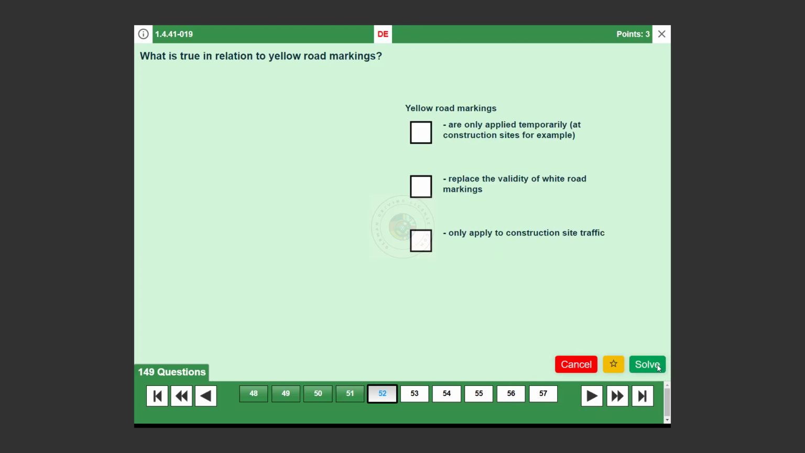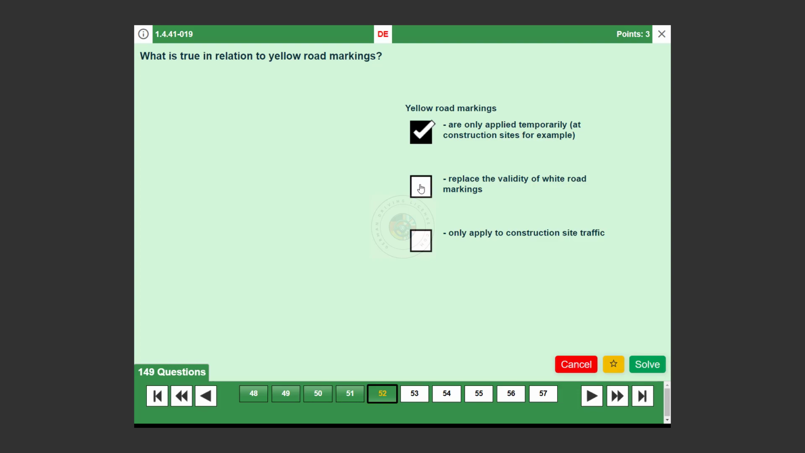Question number 52. What is true in relation to yellow road markings? Only apply to construction site traffic. False. Yellow markings are temporary and not exclusively for construction site traffic. Are only applied temporarily, at construction sites, for example. True. Yellow markings are used as temporary indicators, often at construction sites.